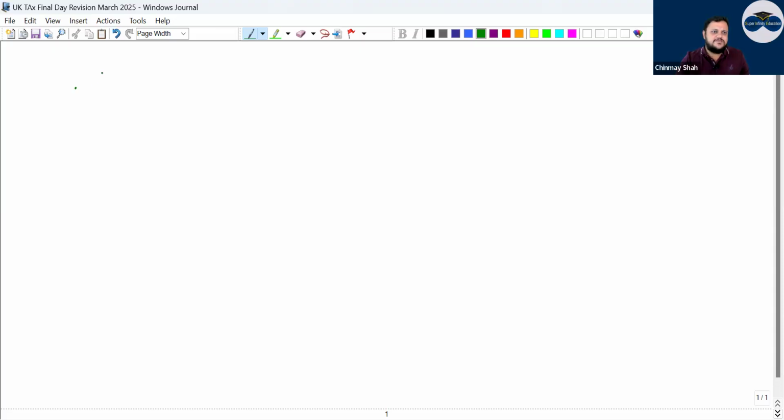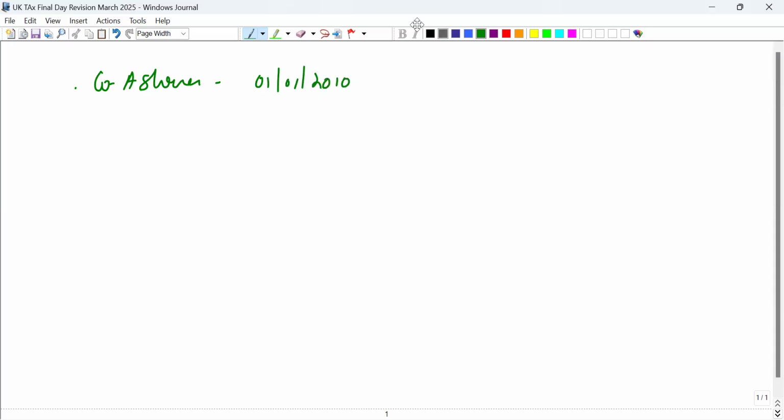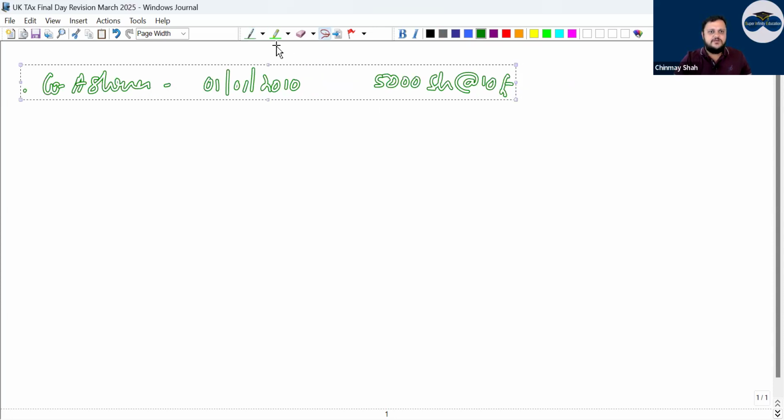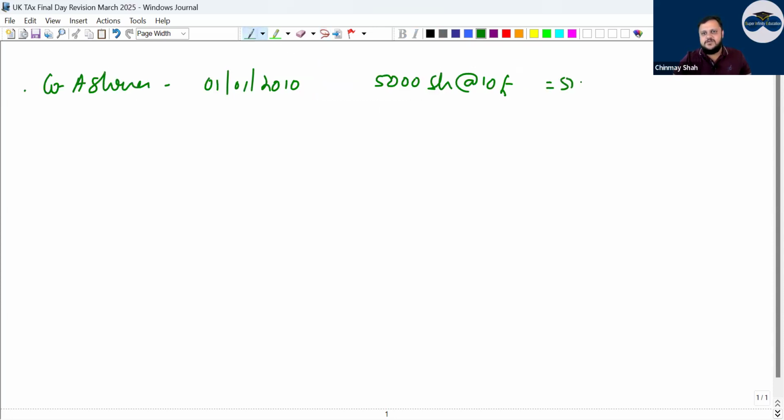Have a look. Let's say you have company A shares. You bought them on 1/1/2010, 5,000 shares at 10 pounds. Just do the calculation. This is 50,000 pounds, correct? This is the share pool.